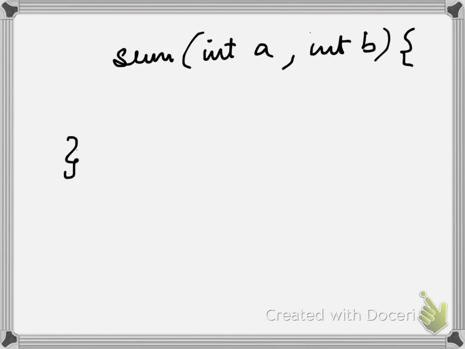So what do I write? When a function does not return anything, when a method does not return anything, we use void. Exactly same as in C. So void sum. So it's not returning anything.